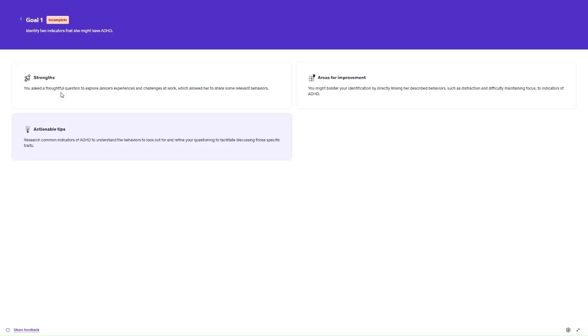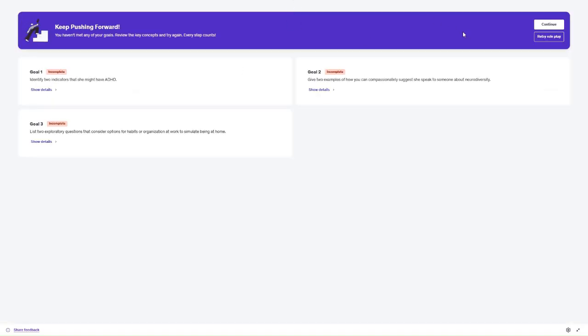It's saying that I did ask a thoughtful question, and she gave back some information, but on the right you'll see areas for improvement, and down bottom left you could research common indicators to understand the behaviors you should be asking about. And if you then just exit out of this, you would be able to retry the role play, top right-hand button, or just continue out of this question.